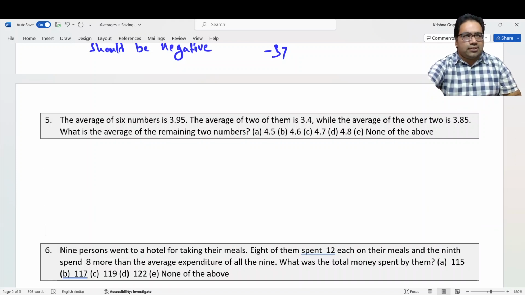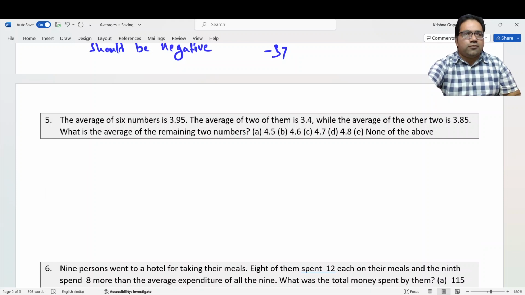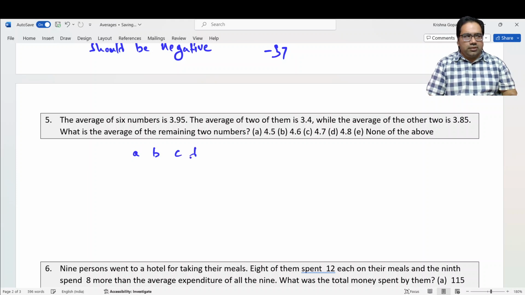The average of six numbers is 3.95. The average of two of them is 3.4, while the average of another two is 3.85. There are six numbers: A, B, C, D, E, F. The average of two of them is 3.4. The average of the other two is 3.85. There are two more numbers. What is the average of the remaining two? And the total average is 3.95.